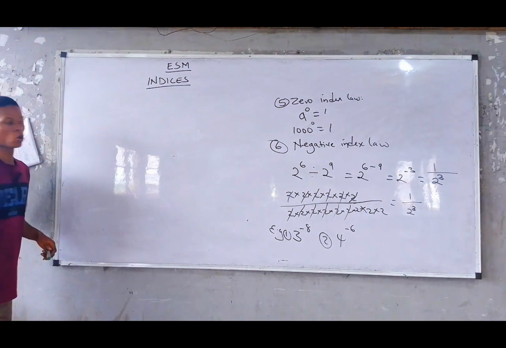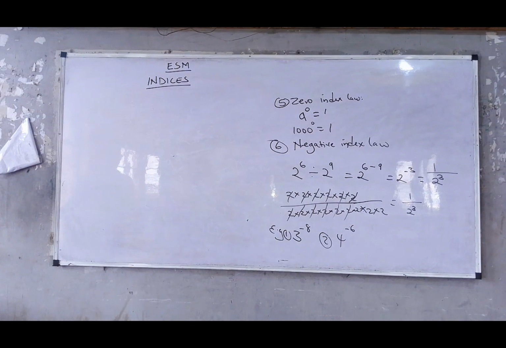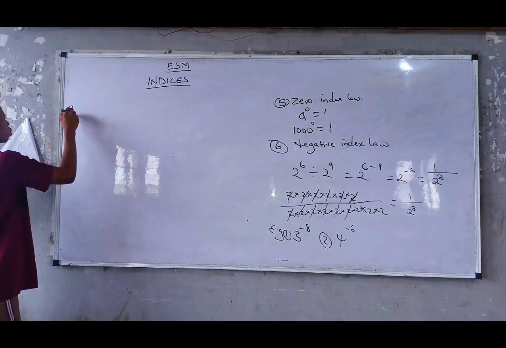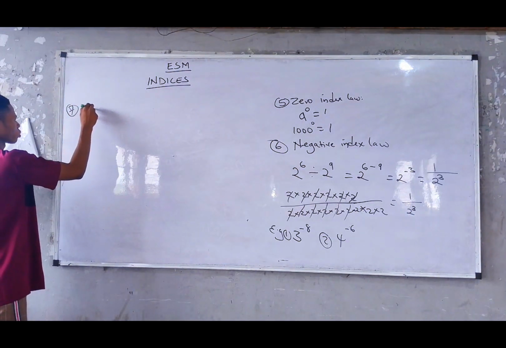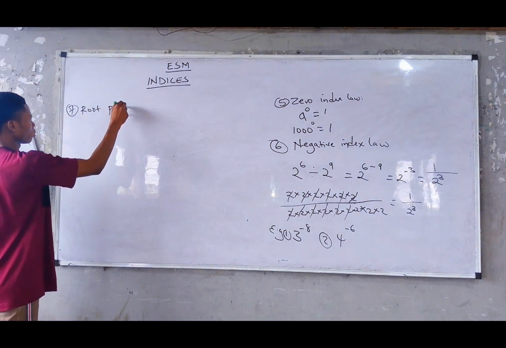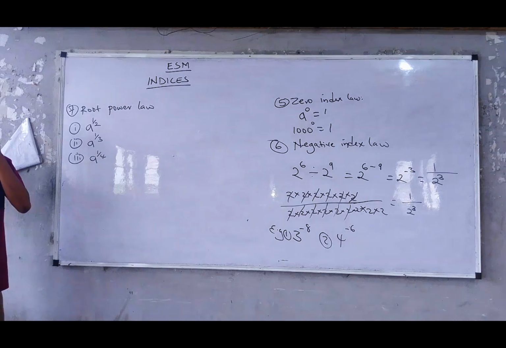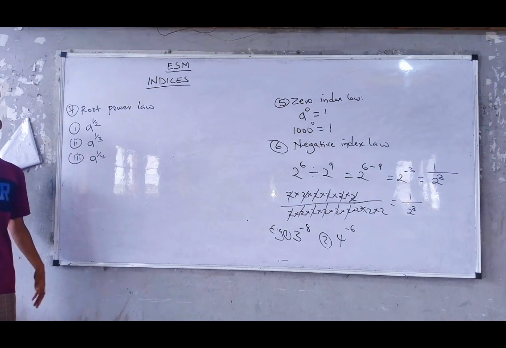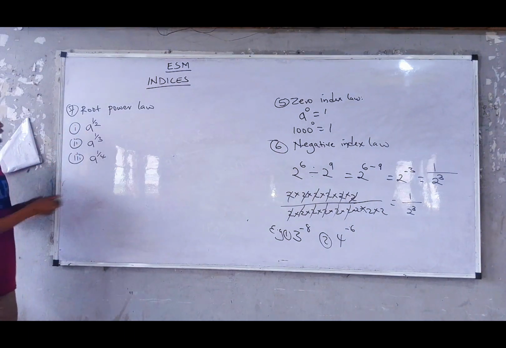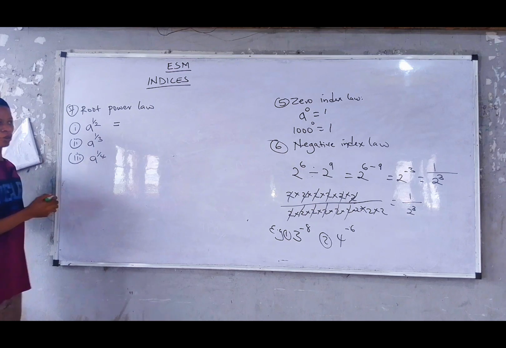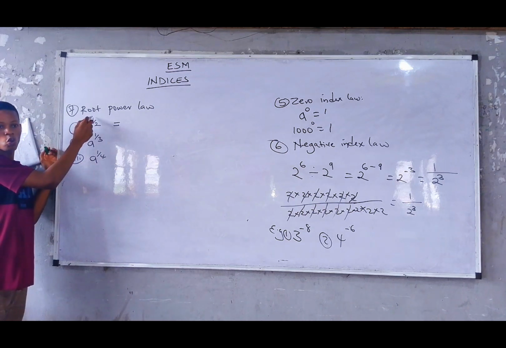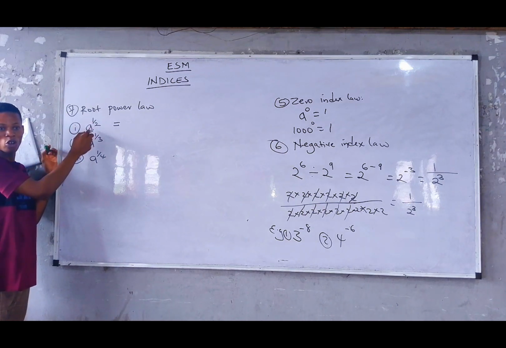Can we move on to the next law? Law number 7. Root power law. If you have something like this, a raised to power this, how do you do it? Now, this is 1 over 2, right? Raised to power 1 over 2.